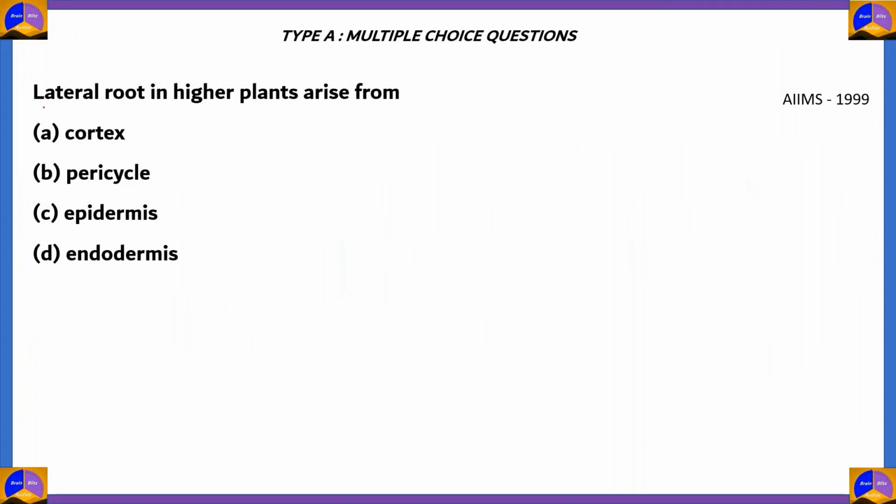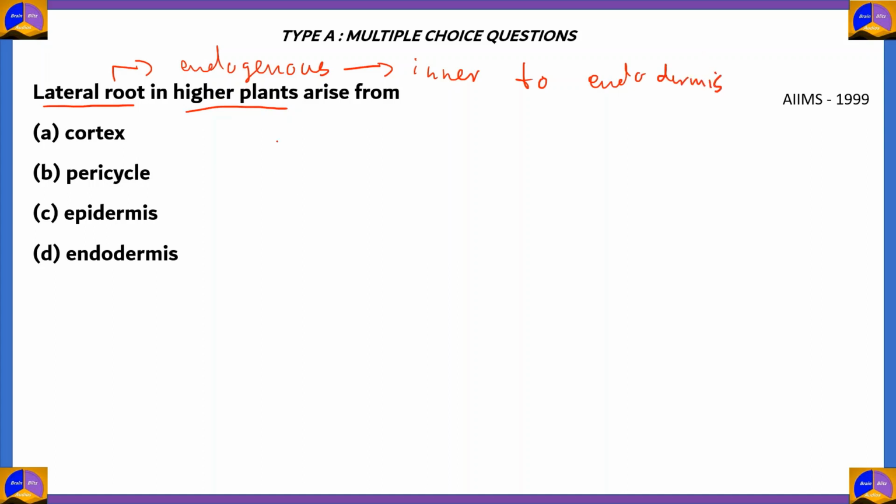The next question. Lateral roots in higher plants arise from: A, cortex; B, pericycle; C, epidermis; D, endodermis. Now, the fact about lateral roots is that they are endogenous and they are present inner to endodermis. And so let's look at each of our options.